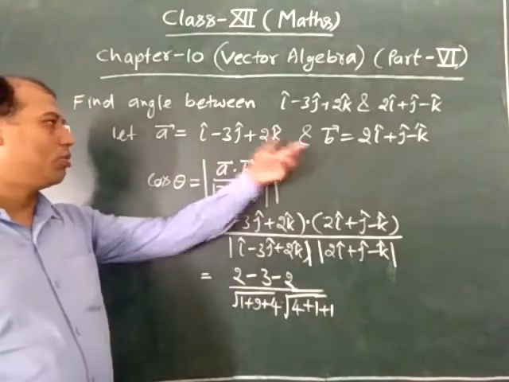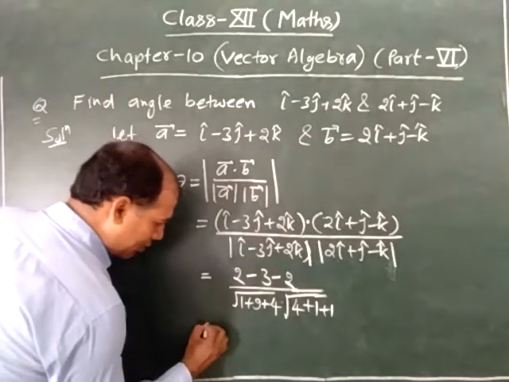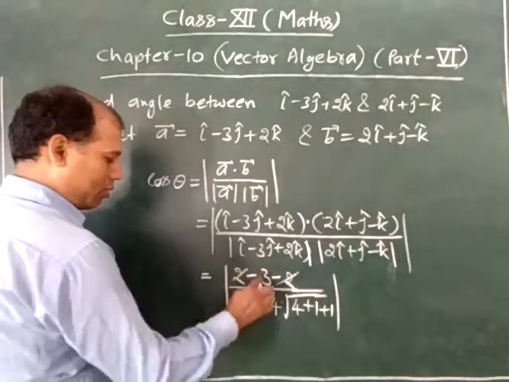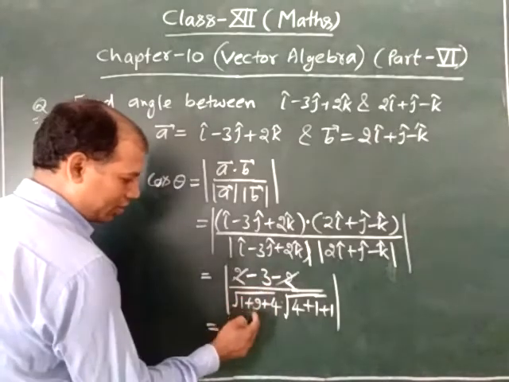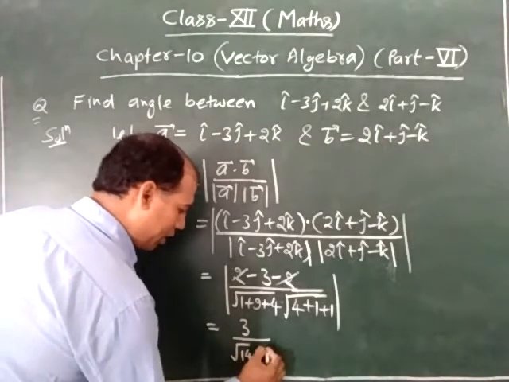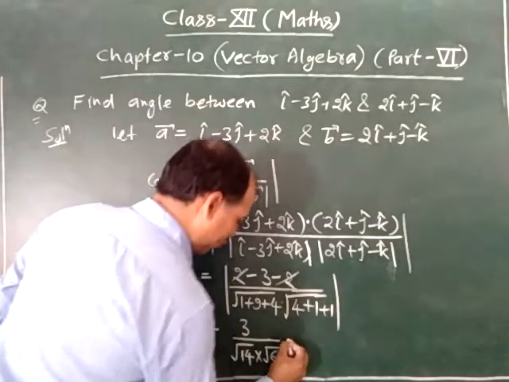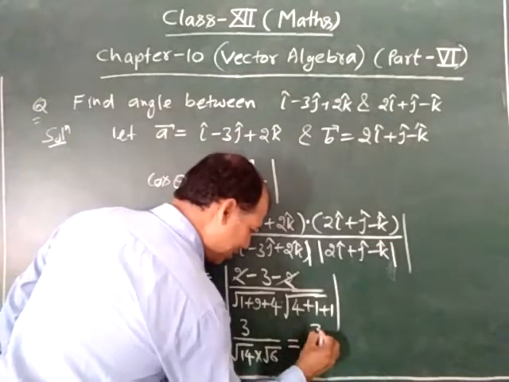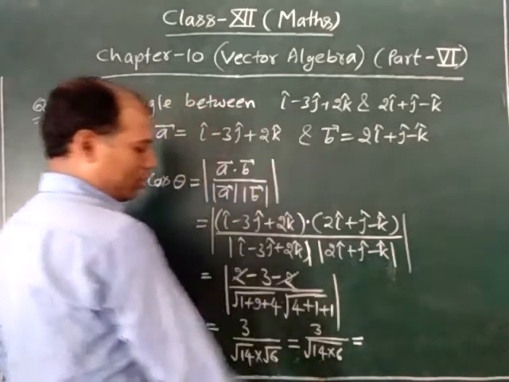because the angle between two vectors is always taken as an acute angle, so we have to take the positive value of this. Now this is equal to minus 3, modulus of minus 3 becomes 3, by under root 14 into under root 6. So we can write it as under root 14 into 6.